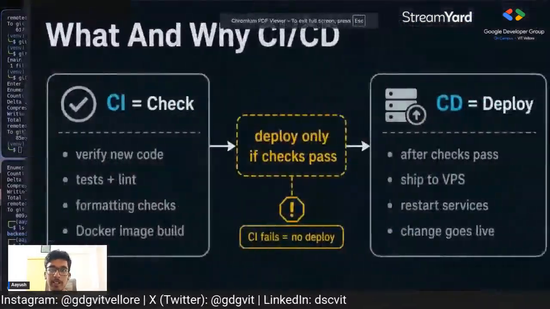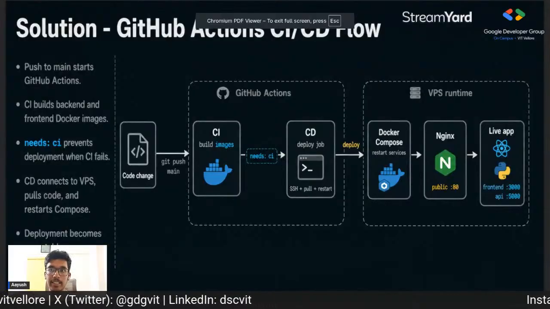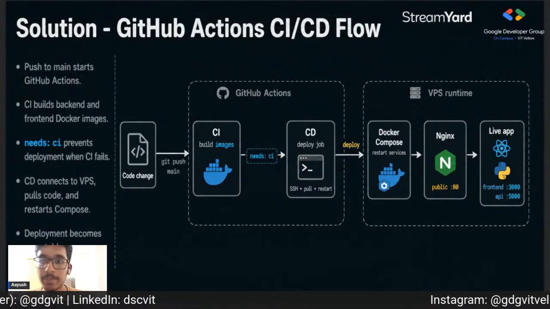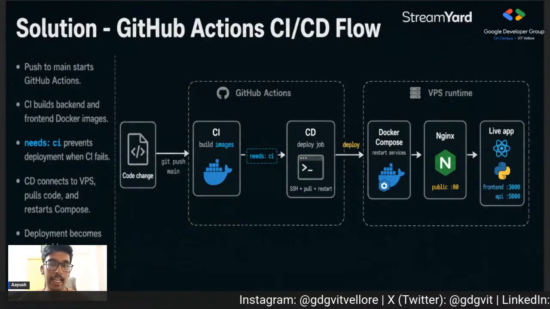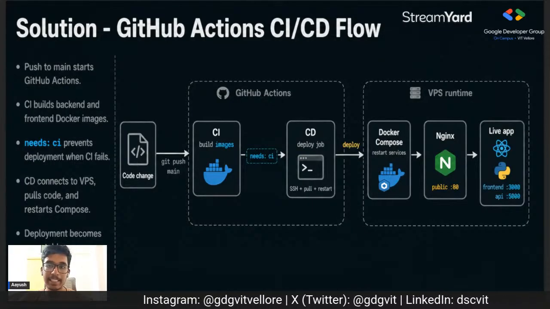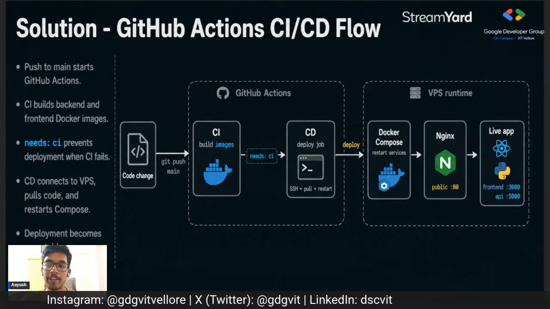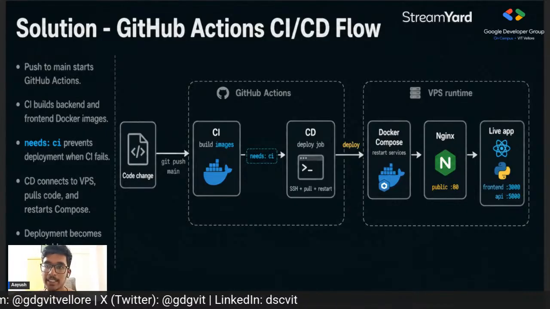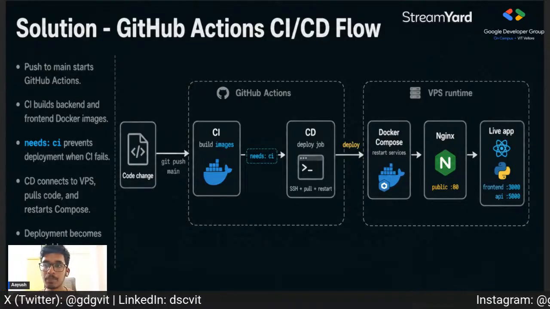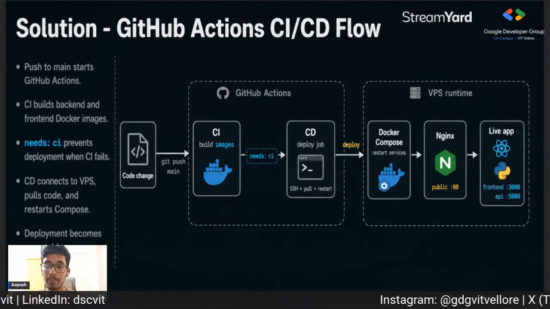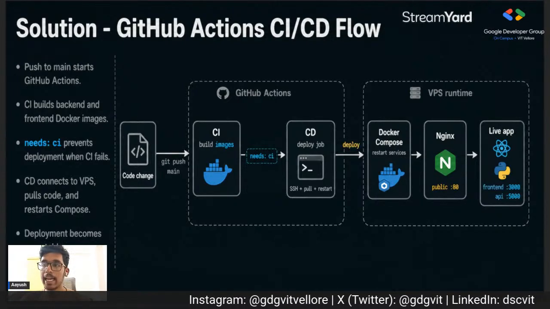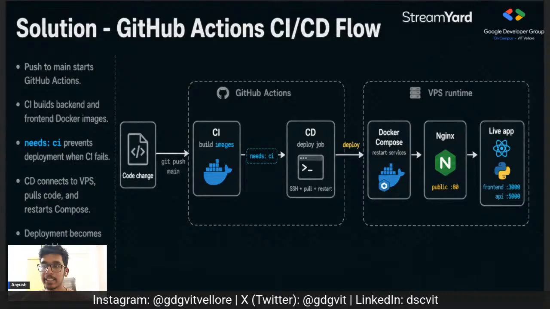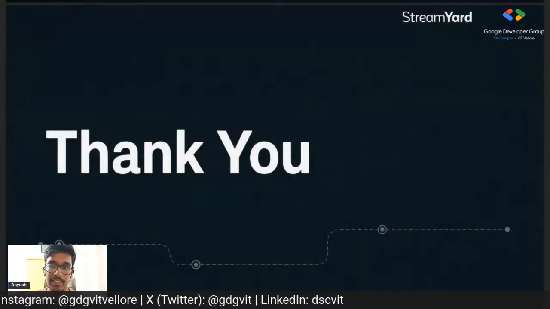So yeah, that's it. This was the GitHub Actions CI/CD flow. CI basically builds the images and checks them, and if it fails, it stops there, and if it passes, it pulls from GitHub. Docker Compose restarts all the services, starts Nginx, and starts the front end and back end.